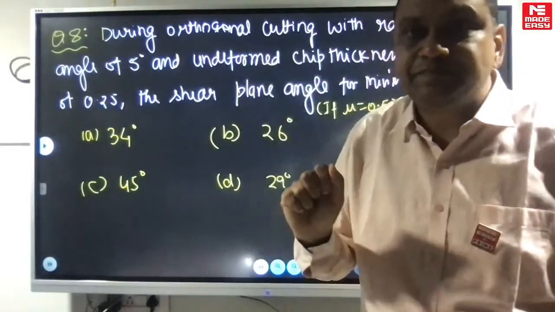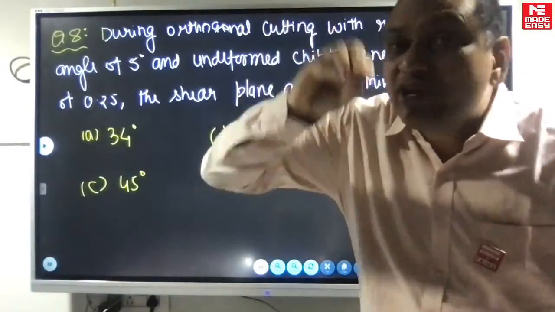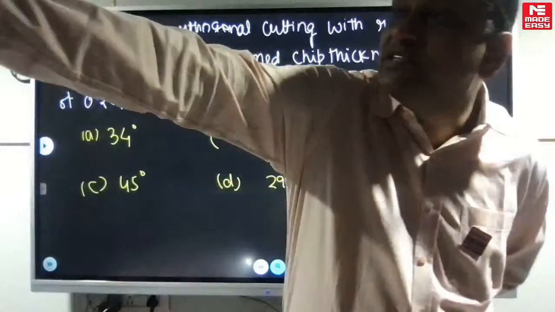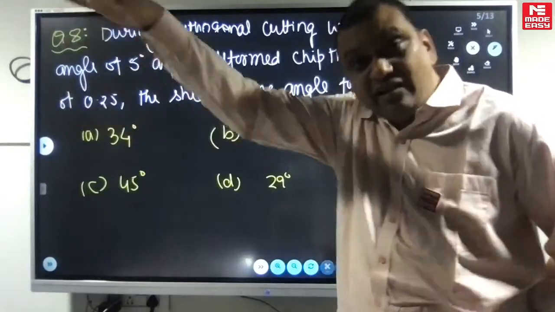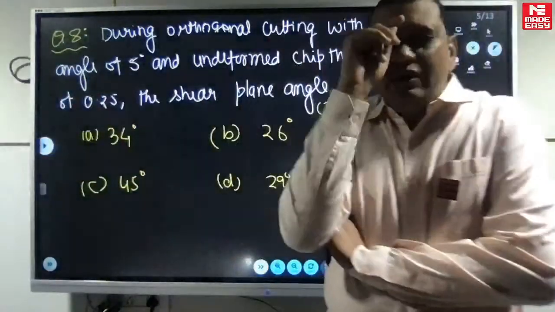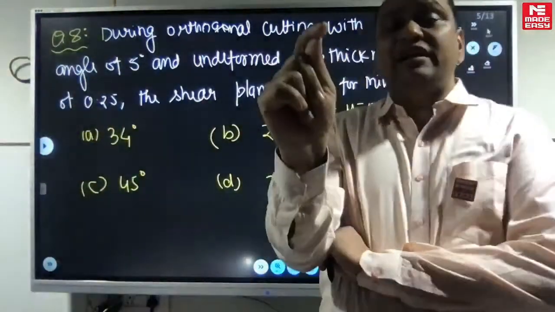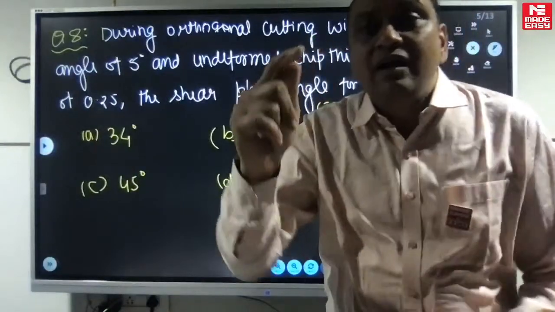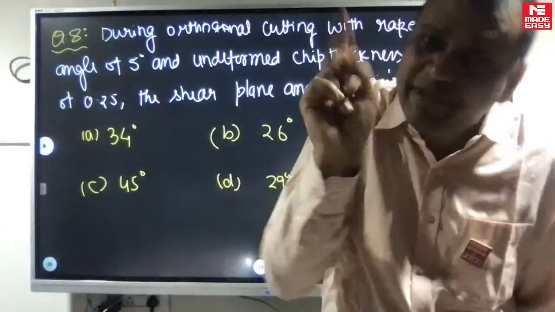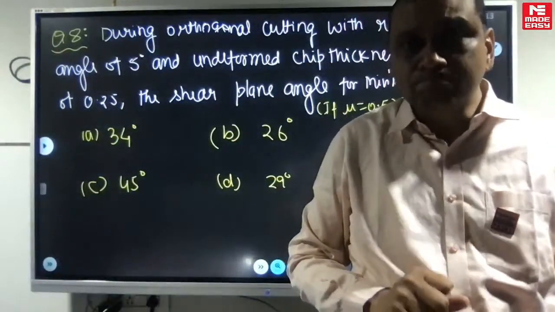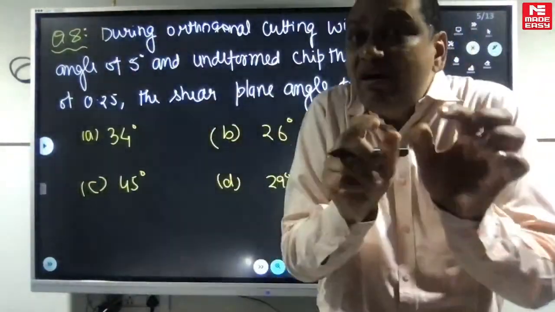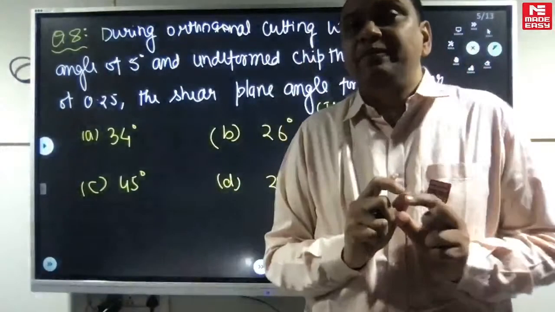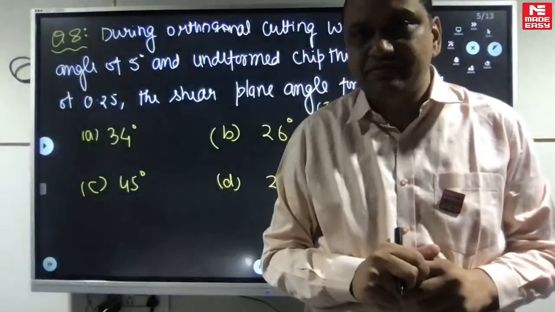If T2 is missing, we have to depend upon either the Ernst and Merchant or the Lee and Shaffer theory. In GATE, I have seen all the time, either the name of the theory will be given to you, like using Ernst and Merchant or using Lee and Shaffer, or some hint will be given to you about which theory you have to use.